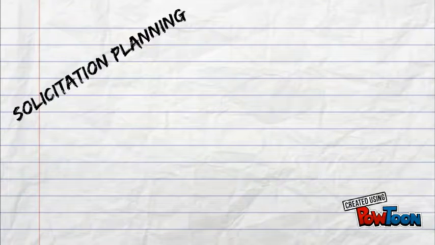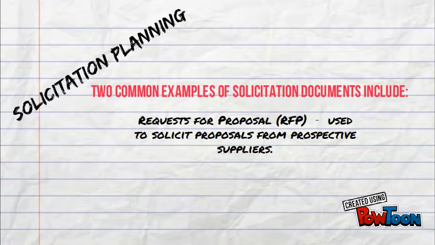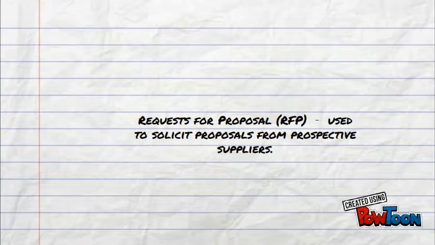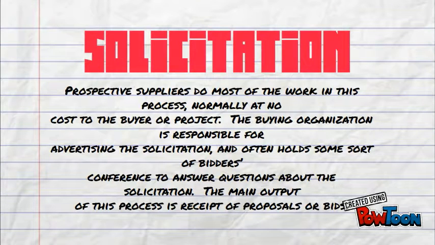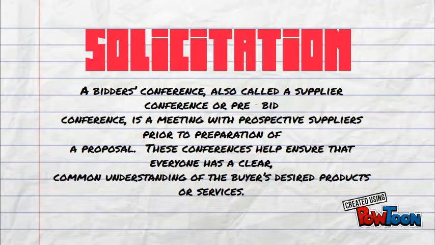Solicitation planning. Two common examples of solicitation documents include the request for proposal, RFP, used to solicit proposals from prospective suppliers. A bidders conference, also called a supplier conference or pre-bid conference, is a meeting with prospective suppliers prior to preparation of a proposal.